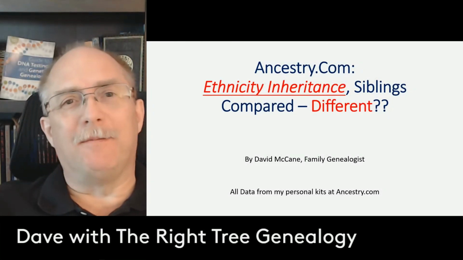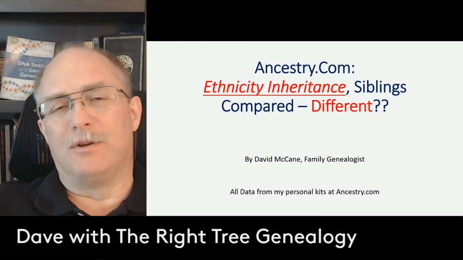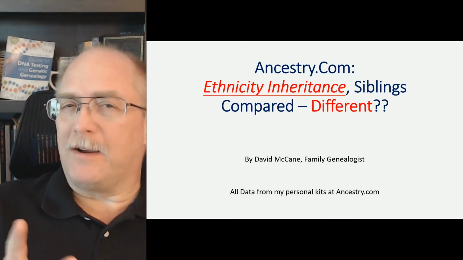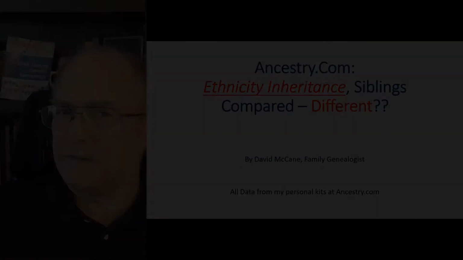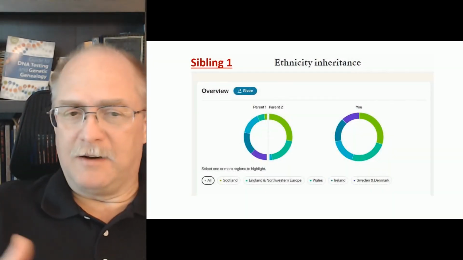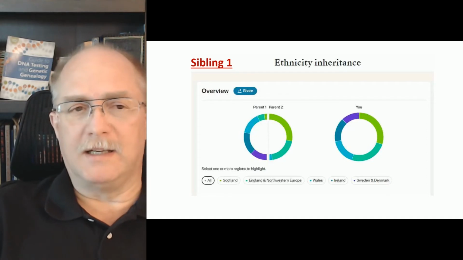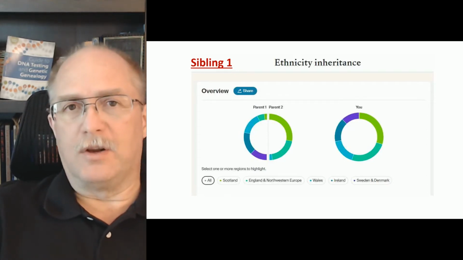This is Dave McCain with the Right Tree Genealogy, and I'm doing a second video on ethnicity inheritance, and this one's comparing siblings. Are they actually different? First sibling, ethnicity inheritance. This is a chart that you'll see, and again I'll attach the video I've already done at the end of this one, so you can go watch that as well.